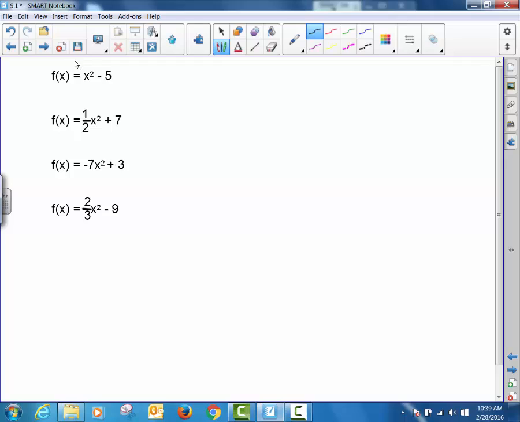So tell me what happened to these. This one moved down 5 places. This one got fatter and moved up 7 places. This one flipped, was stretched vertically, or got skinny, and it moved up 3 places. This one got fatter, or was compressed vertically, and moved down 9 places.